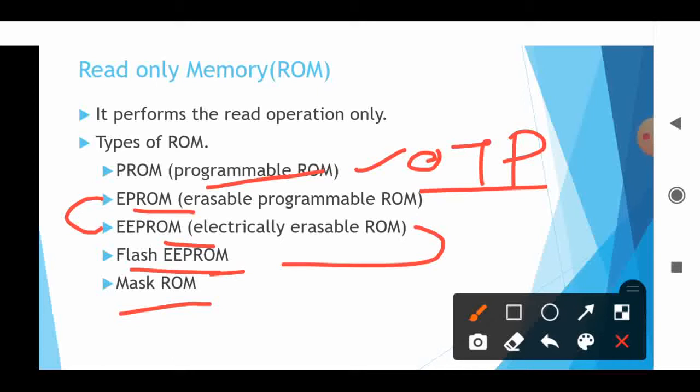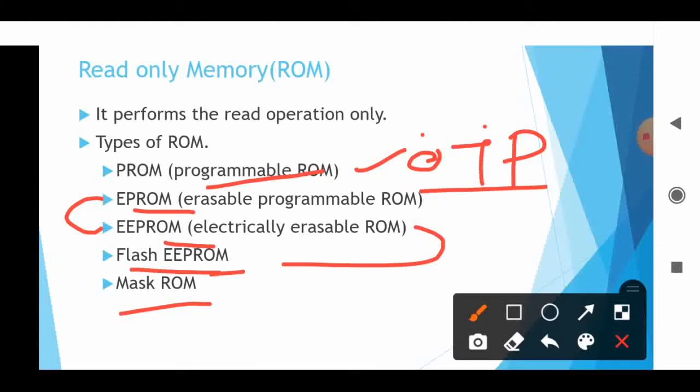Types of ROM. The first is programmable ROM, also called one-time programmable. We can start our reading using this programmable read-only memory. The next one is erasable programmable ROM. We can erase the data as many times as we need. Okay.